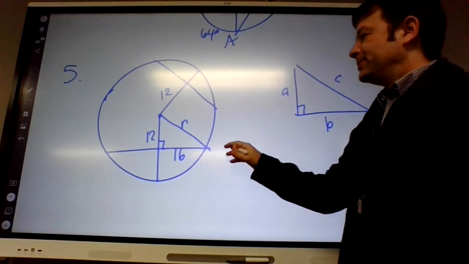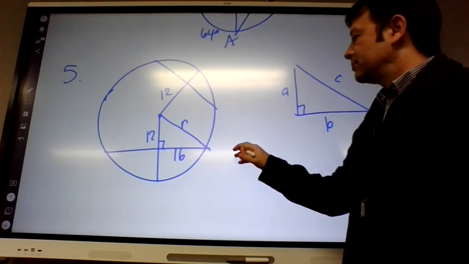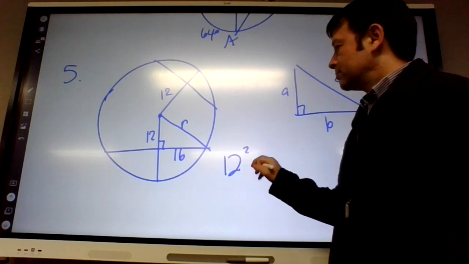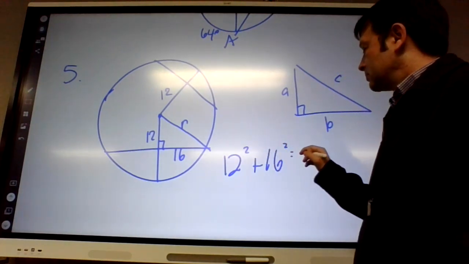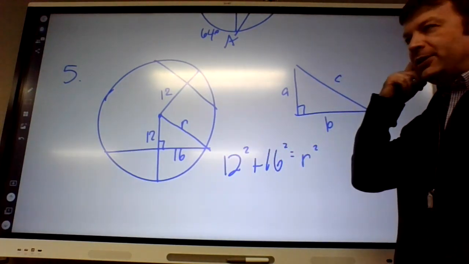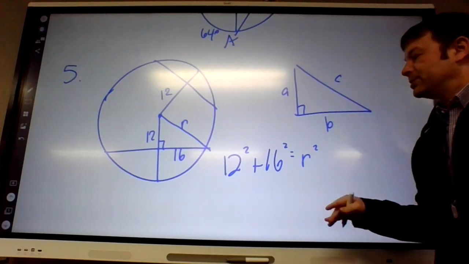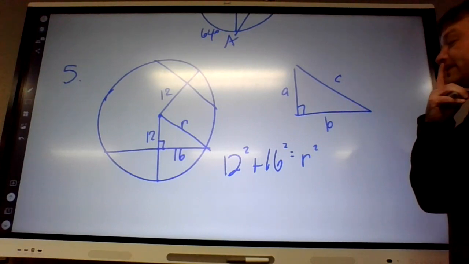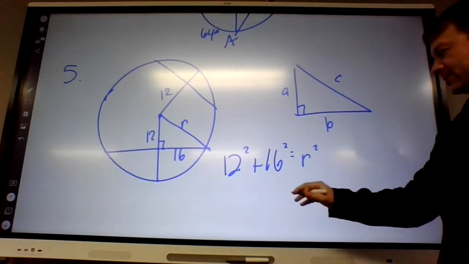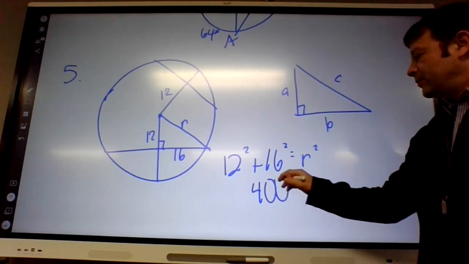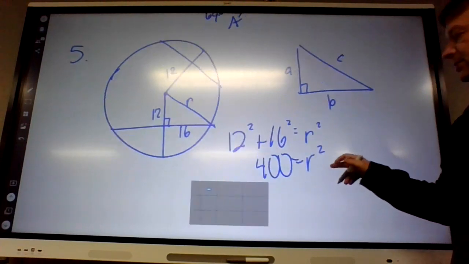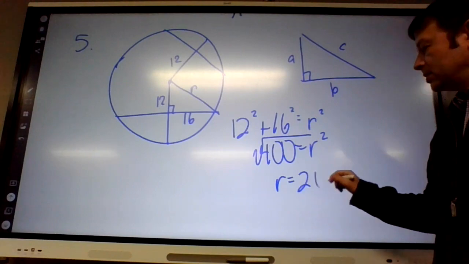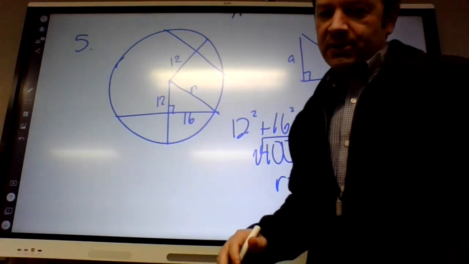And do you remember how that went? A squared plus B squared equals C squared. Yes. So 12 squared plus 16 squared equals C squared. I put R because it was radius, but it doesn't matter what letter you use, just make it up. Yep. That's 144 plus 256. I think it comes out nicely. 400. You guys know what the square root of 400 is? 20.